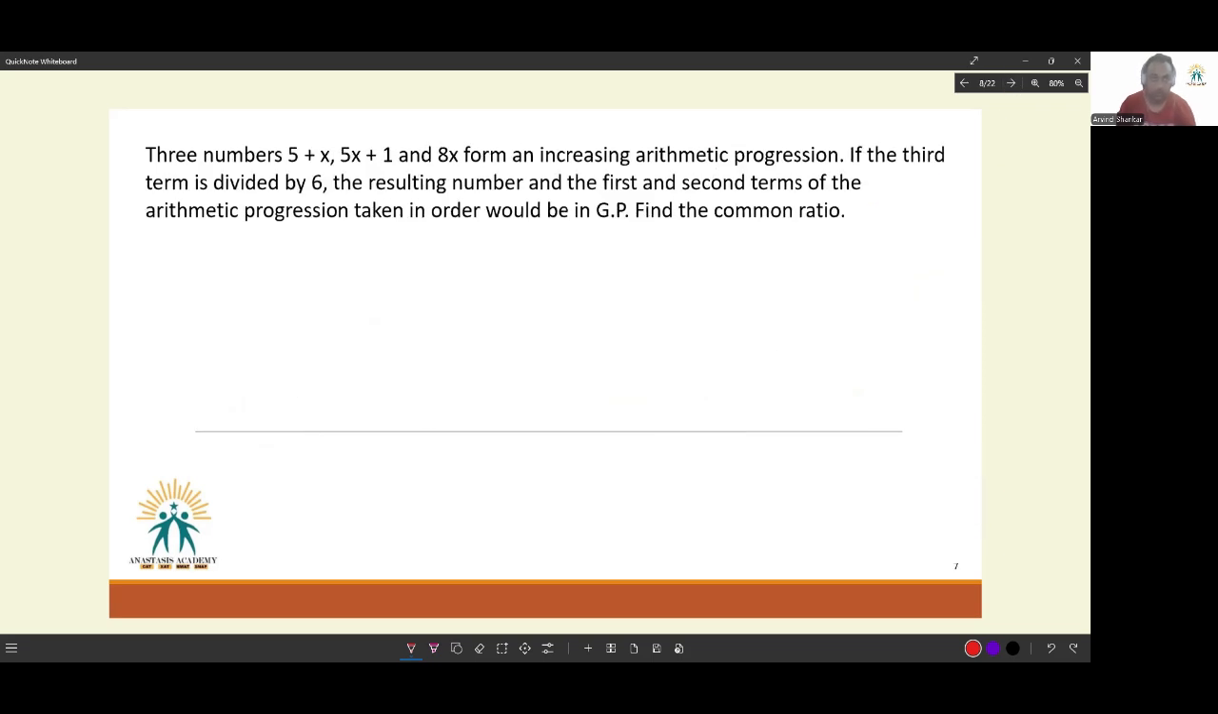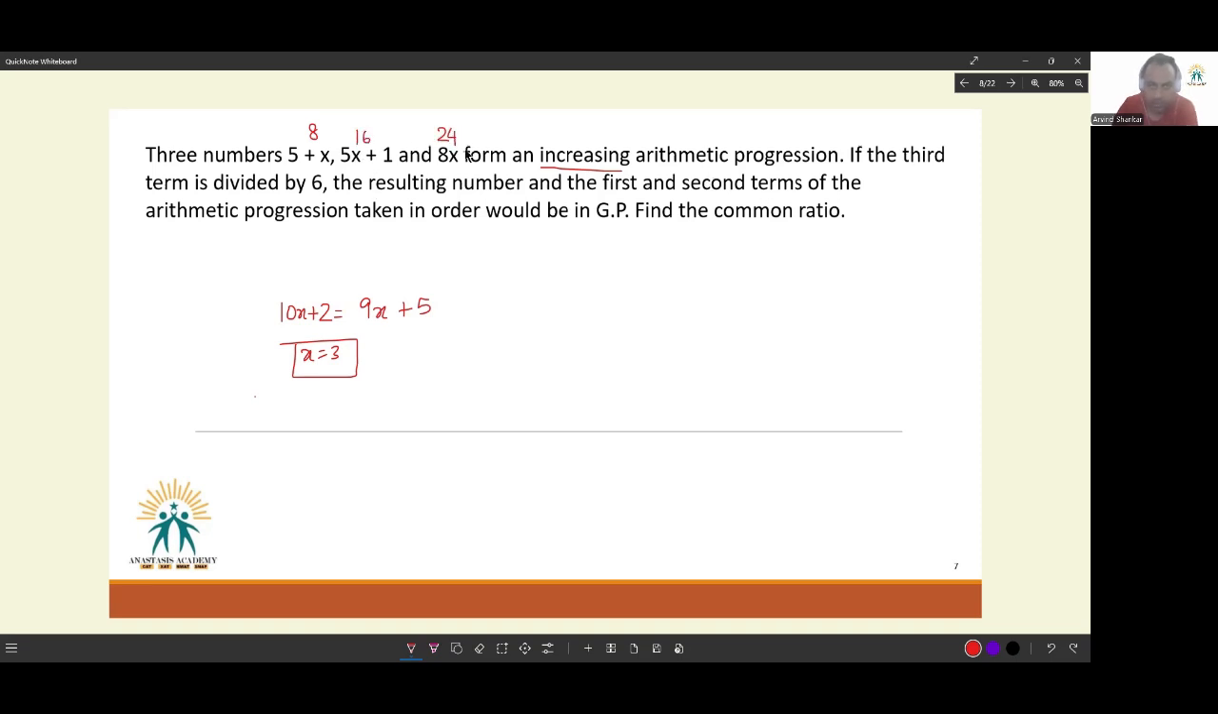Okay. Next question. Three numbers, 5 plus x, 5x plus 1, and 8x form an increasing arithmetic progression, which is to say the common difference is positive. We can happily solve for x. Twice the middle term is the sum of the two adjacent numbers. So 10x plus 2 is equal to 9x plus 5, or x is equal to 3. So the three numbers in the AP are 8, 16, and 24.